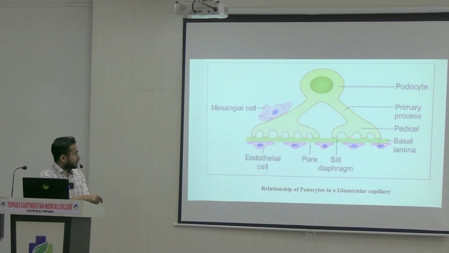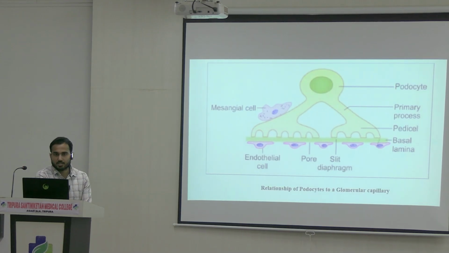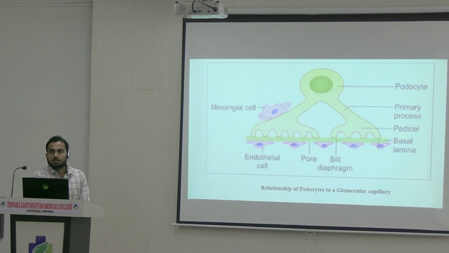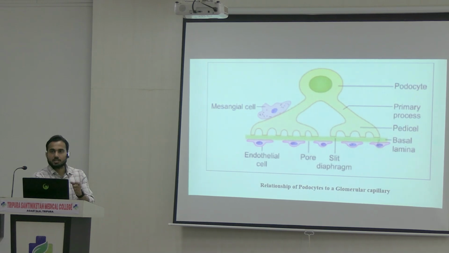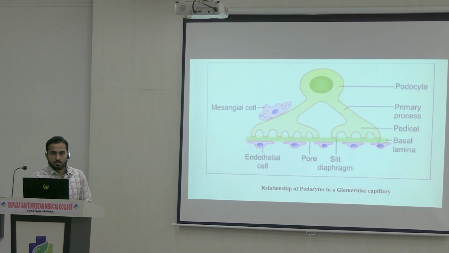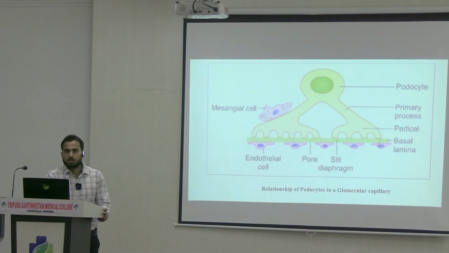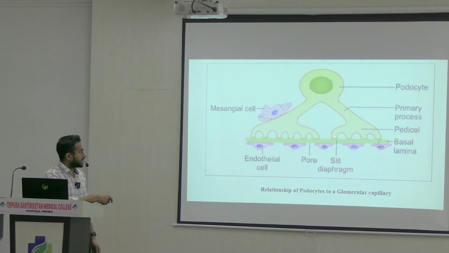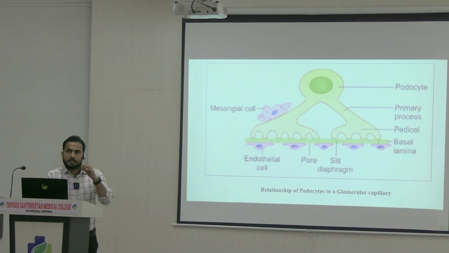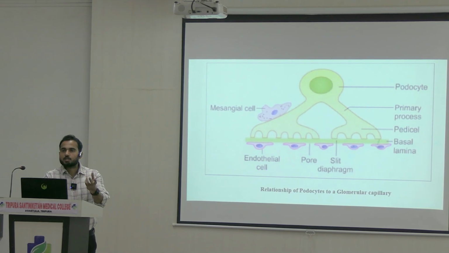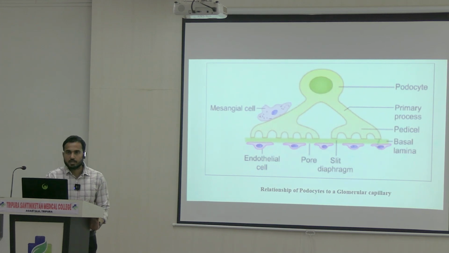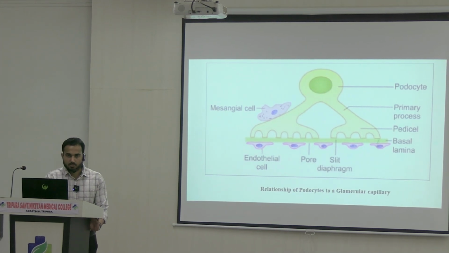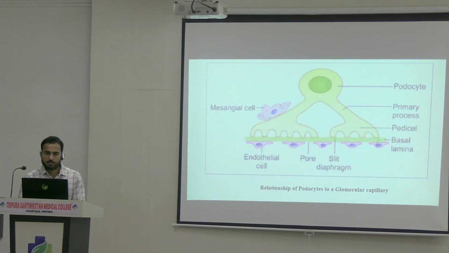These pedicles interdigitate with each other to form the filtration slit, and over the filtration slit a slit diaphragm is there. Through that slit diaphragm only, the filtration takes place. That's why podocytes play a very important role in filtration. Whatever blood is flowing through this blood vessel, the filtration will be taking place by the podocytes only. Next, there are some areas of the capillaries which are not covered by podocytes, where podocytes are absent. In that case, mesangial cells are there, and from that part filtration does not take place. Where podocytes are present, from that part only the filtration will take place.